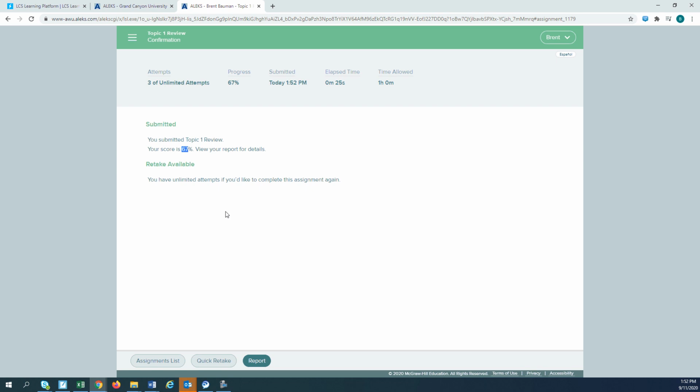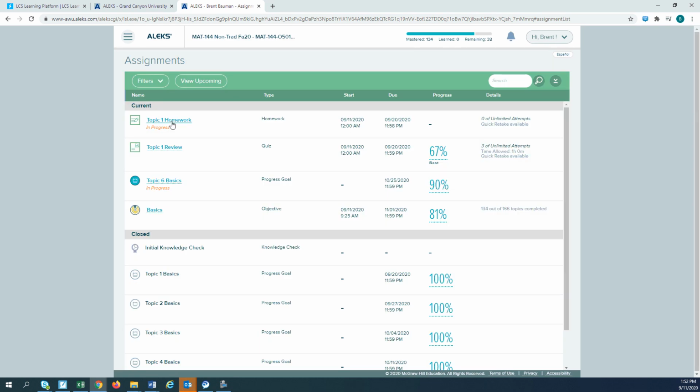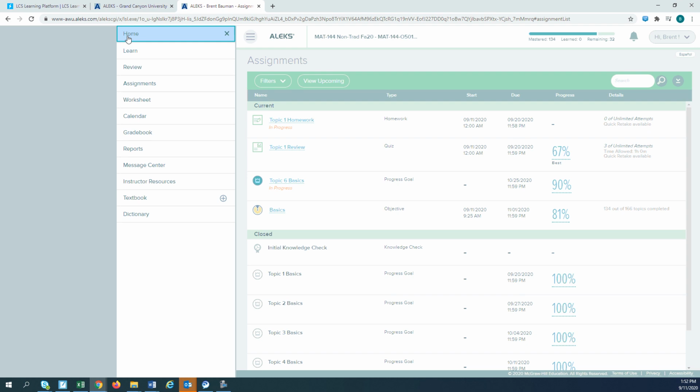It would probably be a good idea to do a little studying before you try another attempt, unless you thought you just made a rounding error or something like that that was easy to fix. So that's your assignments essentially for the week. In ALEKS, you're going to have homework, you're going to have a review, which as you can see is like a little quiz, and then you're going to have a basics, but you should have some of that done already. Okay, so let's look at some of the other options that you'll have.